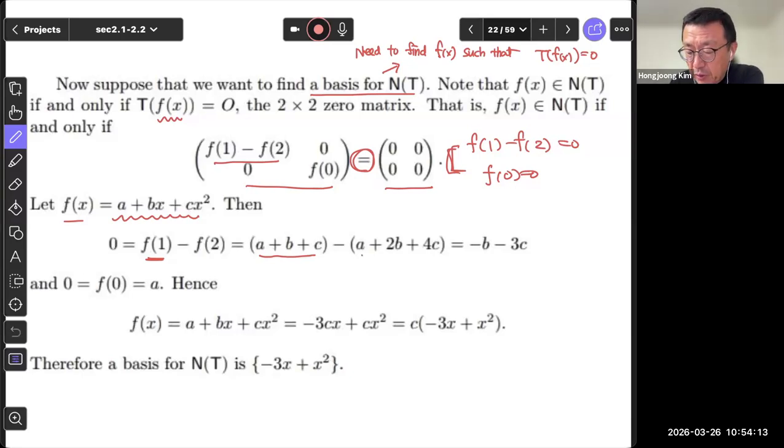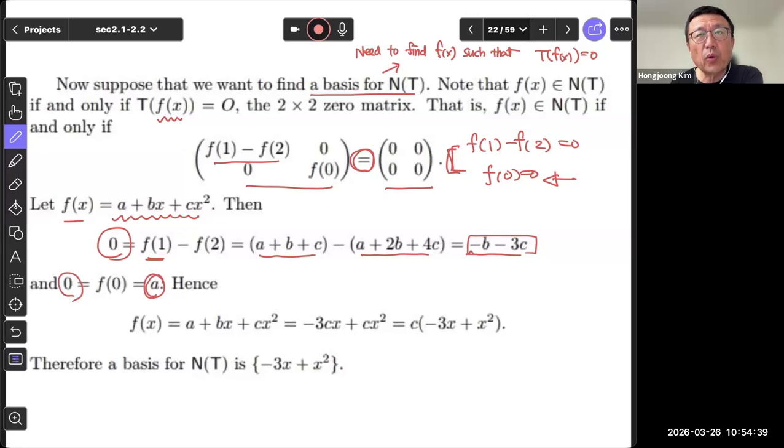Then you get a plus 2b plus 4c. Their difference will be negative b minus 3c. So this must be 0. The next equation is the second one. F of 0 must be 0. So if I plug in 0 to this polynomial, you get just a. So a must be 0.